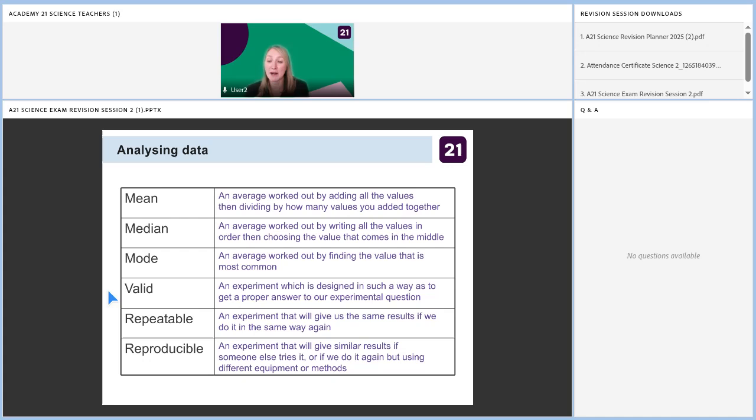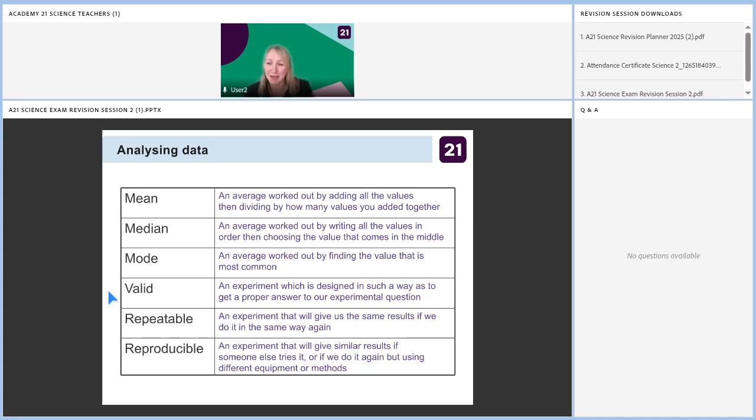So an experiment that's valid is a fair test. It can answer a proper question in science. If you wanted to know what is the effect of increasing concentration on rate of reaction, then you would design an experiment that allowed you to answer that question with all the variables fixed. We then have repeatable. An experiment that's repeatable is one that we do once, then we do it again, and we would be able to get the same results if we do it in the same way again.